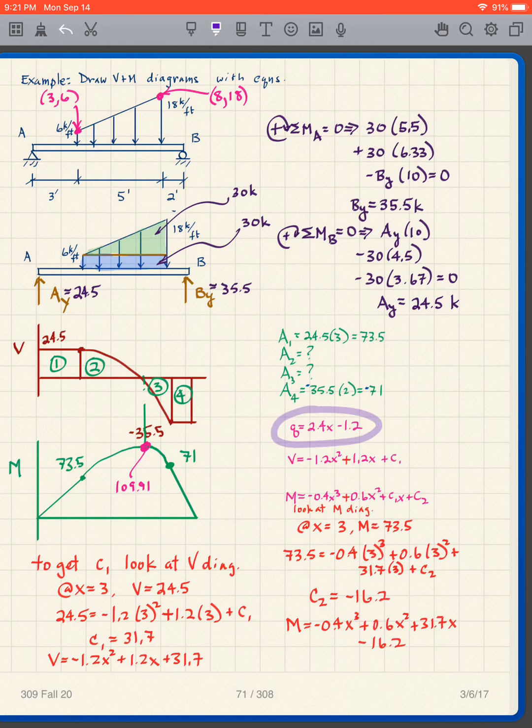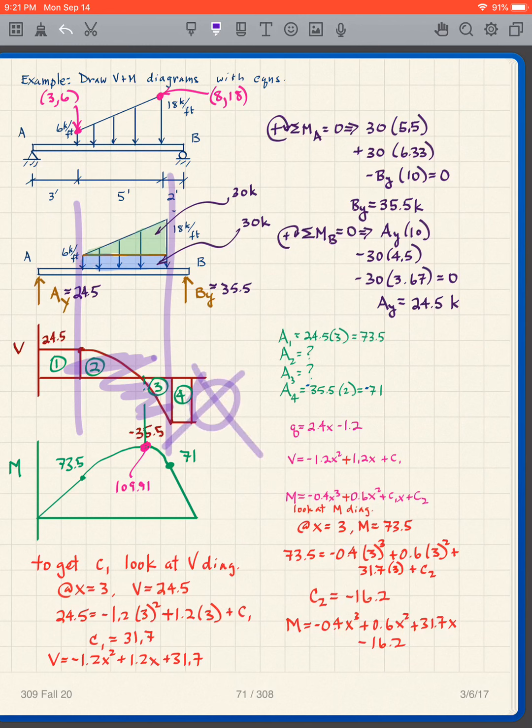In other words, there's our equation for Q, which we just developed. There's our equation for V, which we just developed. It's C1, and there's our equation for M that we just developed. So now what we need to do is to get C1. I'm going to look at the shear diagram. And what do I find? I look at the shear diagram, and I have to do it in this region here. I can't do it out here. That's no good. I have to do it within this region here.